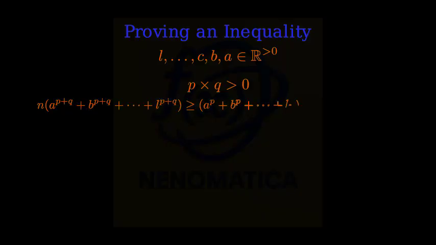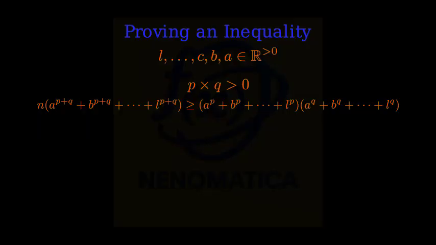N times the sum of a to the power of p plus q, b to the power of p plus q, and so on up to l to the power of p plus q is greater than or equal to the sum of a to the power of p, b to the power of p, and so on, multiplied by the sum of a to the power of q, b to the power of q, and so on.